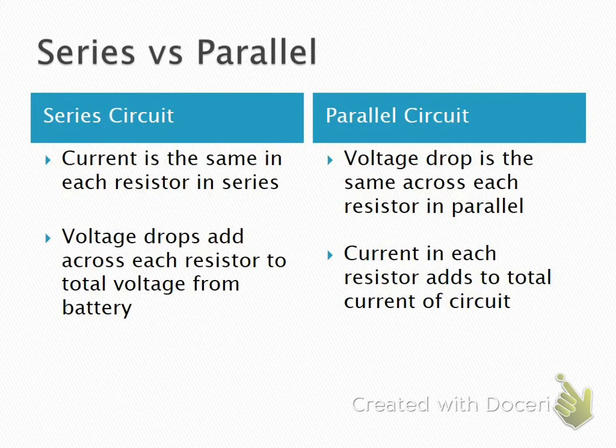So again, I've already described series versus parallel, but here's a nice little chart that kind of breaks it down. So the current is the same in series resistors, but the voltage drops add to the total. Versus parallel, the voltage drop is the same across each resistor in parallel. The current adds to the total.